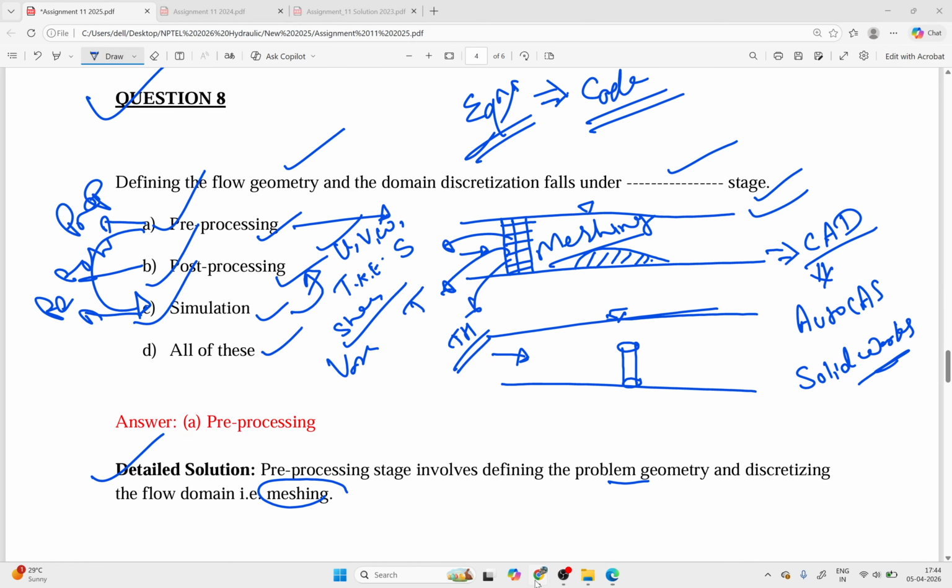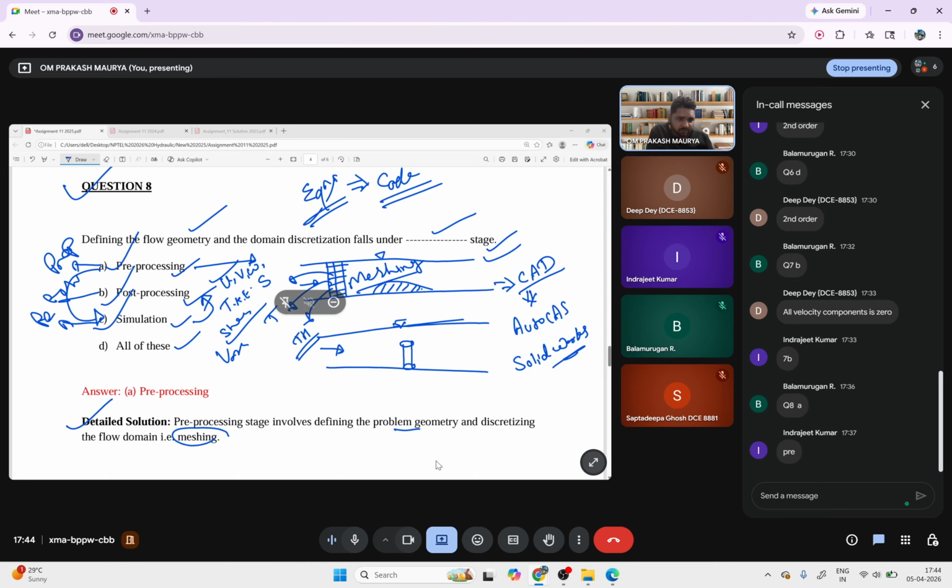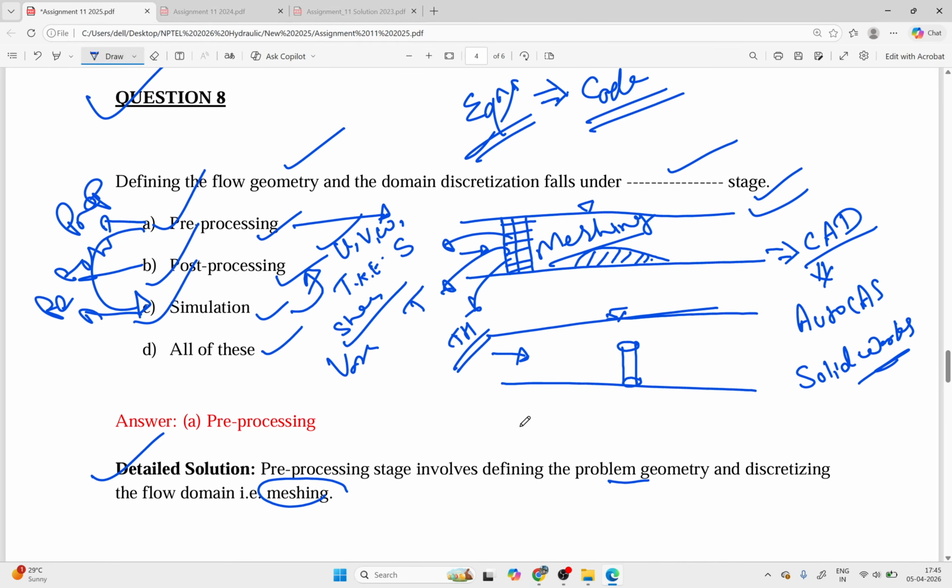Now we'll move on to the next one. If anyone has any doubt, let me go on the Google Meet. If anyone has any doubt, you can just write, and I'll give you a very quick answer. Otherwise, I'll move on to the next one, question number 9. Anything? Okay, if you have any question, just write in the chat box, or let me go on the PPT for the next question.